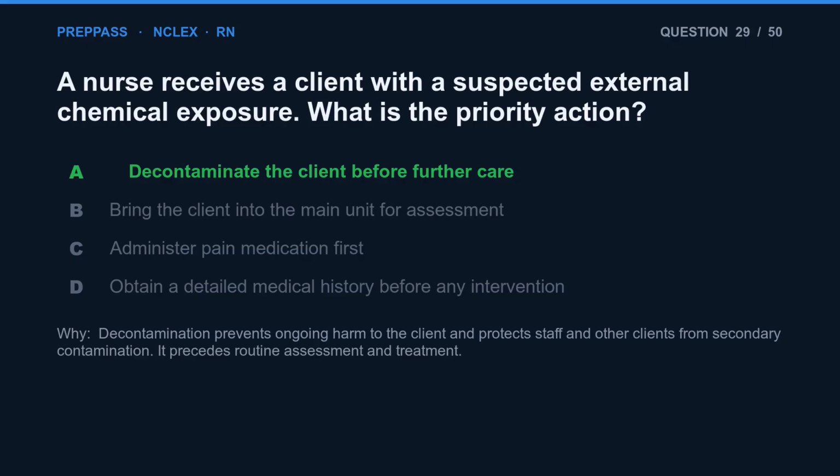The correct answer is A. Decontamination prevents ongoing harm to the client and protects staff and other clients from secondary contamination. It precedes routine assessment and treatment.